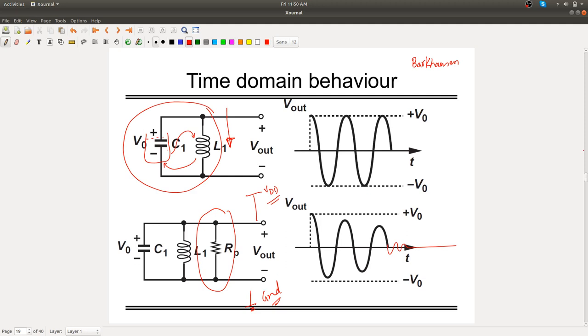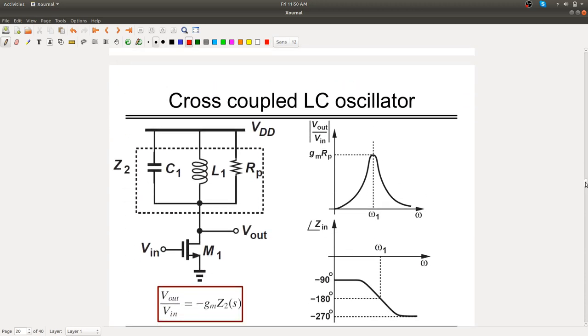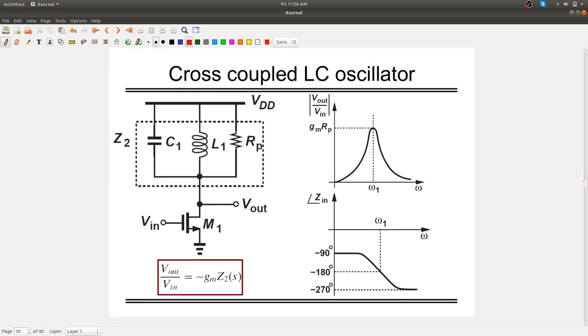So now, how to create that condition? Let's keep that impedance as a load. So I kept the LC tank as a load with a common source configuration. It's the same thing. Now the gain will be minus gm times Z2 of s in parallel with, let's say, RO1, but I dropped RO1. I don't consider that. I'm saying it's this load which is going to play the role.